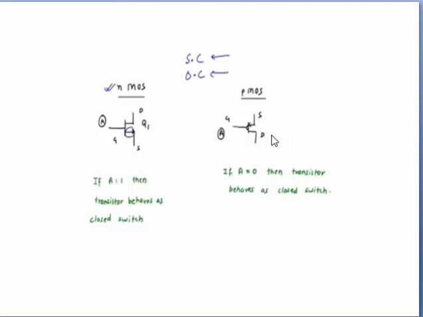Now what about PMOS? We have the same symbol, but the bubble is present. This clearly means we are talking about the PMOS. PMOS is the opposite of NMOS, so here the logic is opposite. If input A is 0, then the transistor behaves as a closed switch. But if input A is 1, then it is an open switch. This is the difference between NMOS and PMOS.